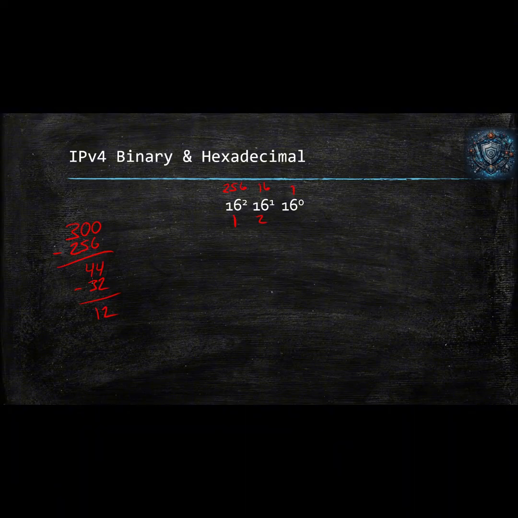So in hexadecimal, we have possible values of 0 through F, where 0 through 9 are your regular 0 through 9s. And then we have A, B, C, D, E, and F, where A is 10, B is 11, C is 12, D is 13, E is 14, and F is 15.